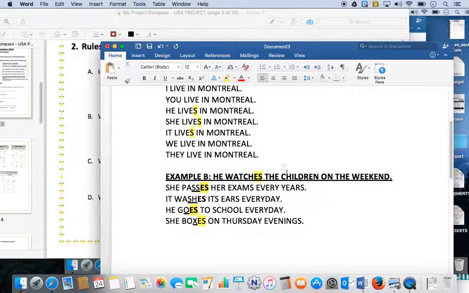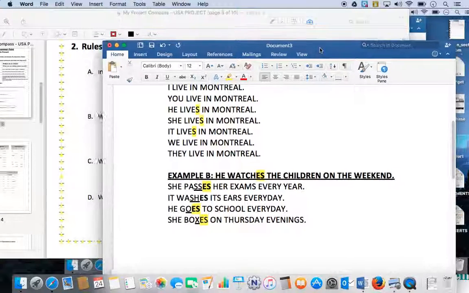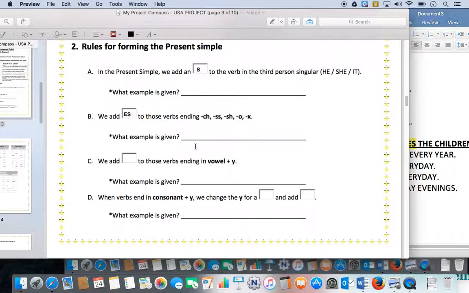So for the example that you could use, you could put any one of these. You could say he watches the children on the weekend. You could say she passes her exams every year. Sorry about that, small mistake. It washes its ears every day. He goes to school every day, and she boxes on Thursday evenings. Okay. So let's move on. So make sure that you're filling in these things here. So that's your job to make sure that you're listening to see what you were able to put here. And I will be checking to see what you put down.